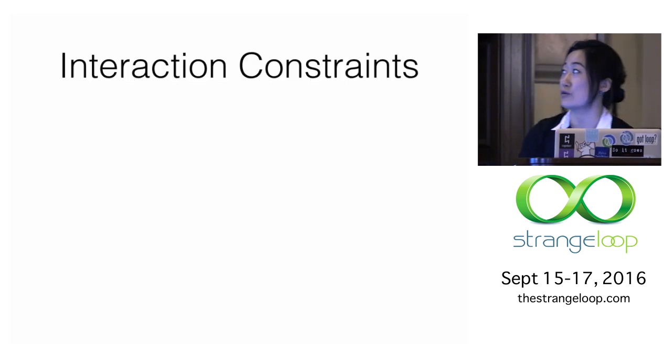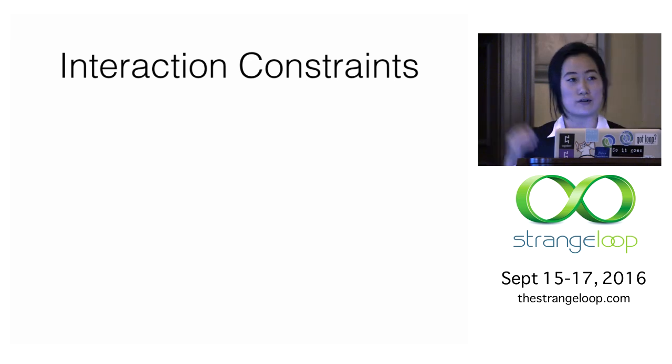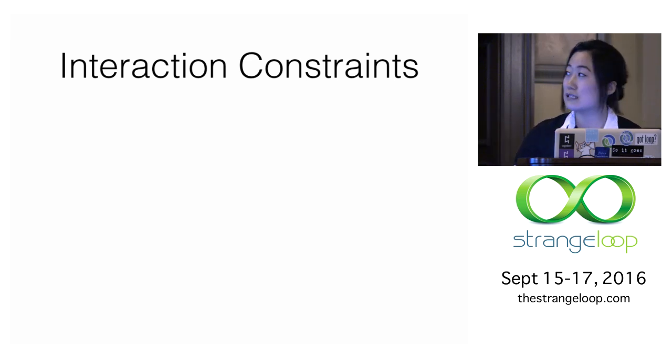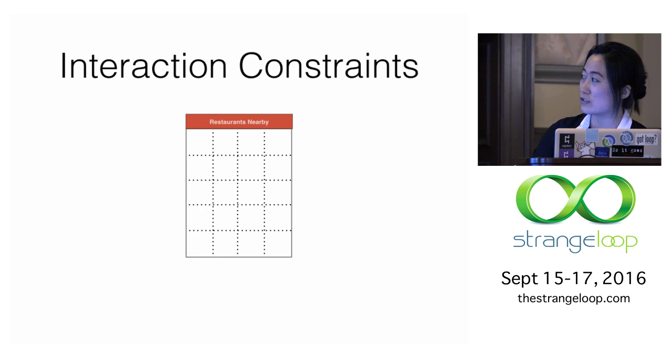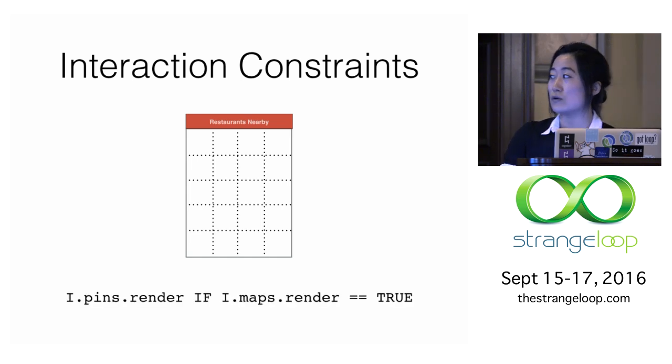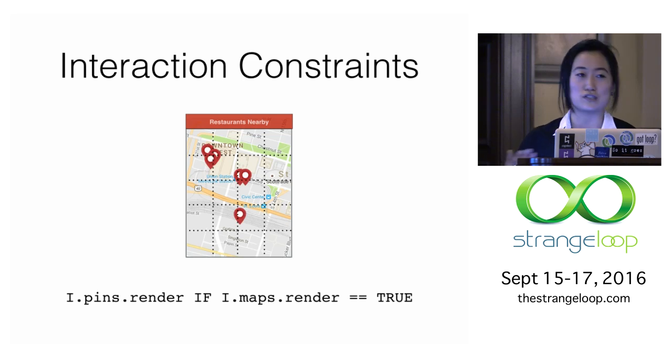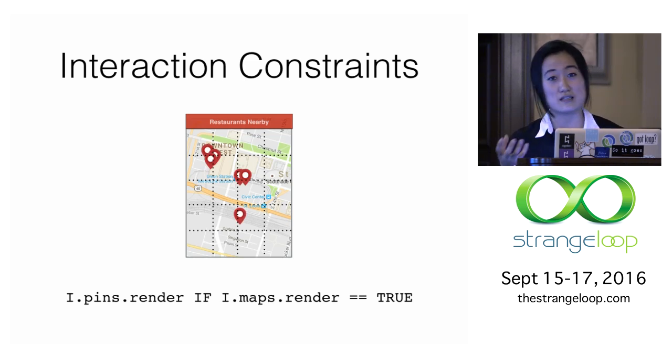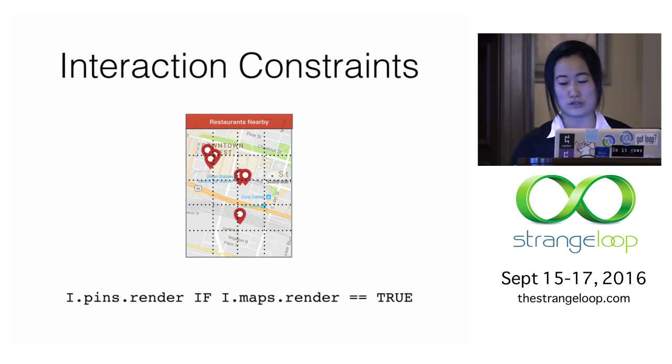The first one is interaction constraints, which draws inspiration from database constraints. Let's take a look at the anomaly we've seen before. Here we can make the statement that the pins would only render if the maps have rendered. So you show the maps first before you show the pin. It's a very declarative way of describing what you want to achieve.